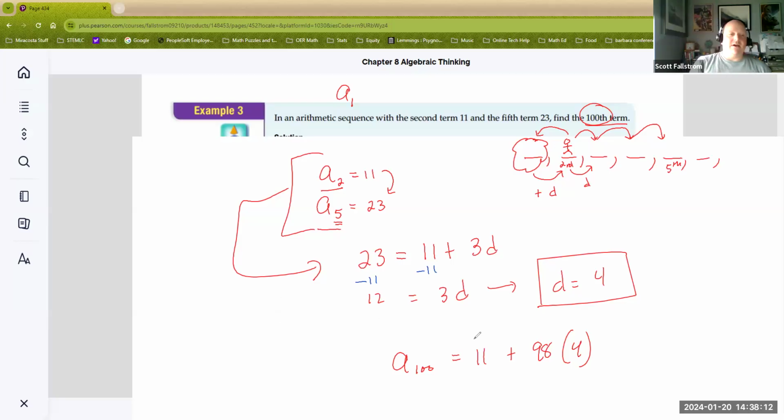Now, for those of you who are like, Scott, I love the formula. I love looking in the book. I bought a copy of the answer book so that I have all the answers here, and they don't do it the way you do it. I know.